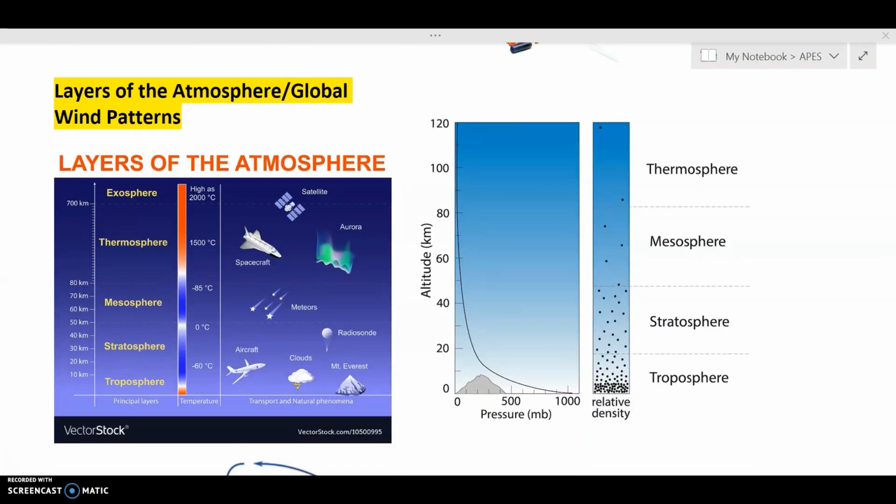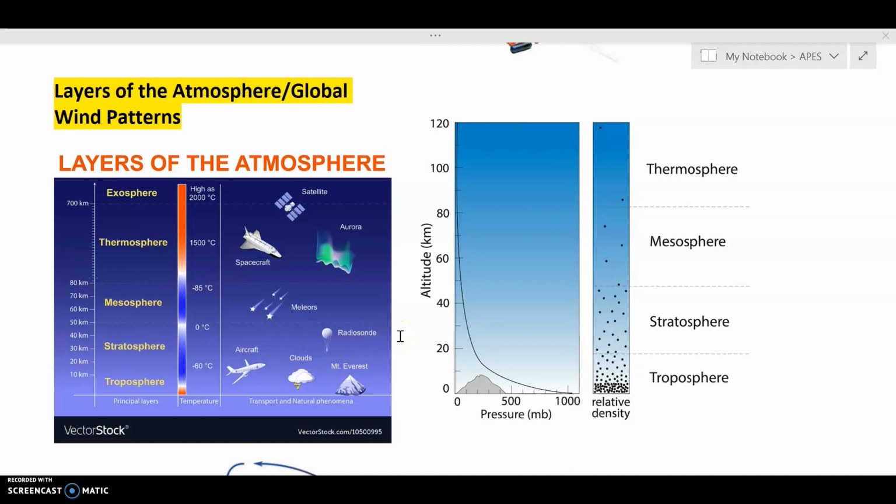Okay, now moving on to layers of the atmosphere and global wind patterns. Here are the layers of the atmosphere. I would become familiar with this diagram and others like it. Let's go over it real quick. At the very bottom, we have the troposphere. This is pretty much where we live. It's the lowest to the earth. Right above that, we have the stratosphere. This is where things like aircraft and clouds subside, right under the stratosphere. It's also where you're going to find your ozone layer. So be familiar, or at least know, that the stratosphere is where you find the ozone layer.